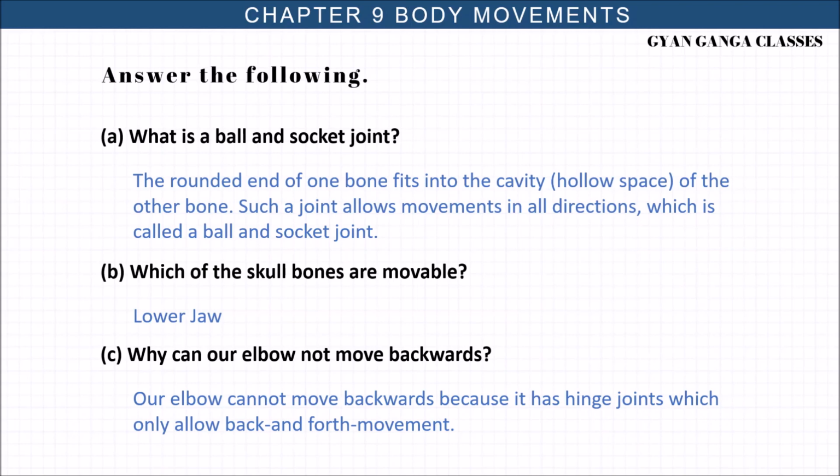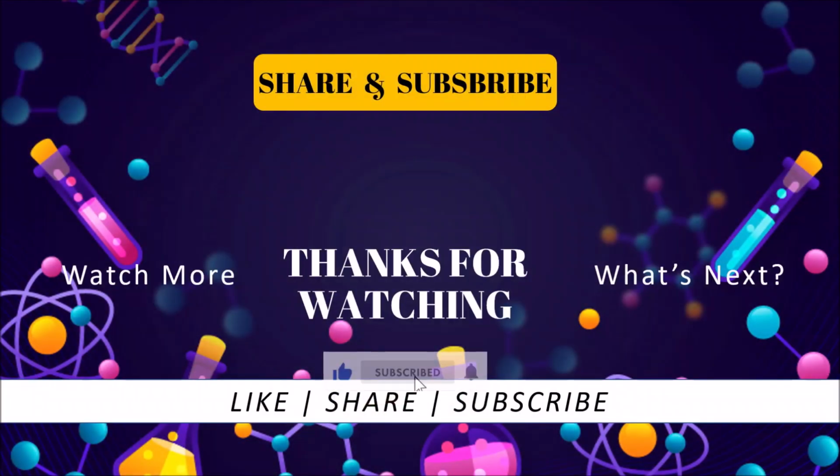What is ball and socket joint? The round end of the bone fits into the cavity or the hollow space of the other bone. Such joints allow movements in all directions and are known as ball and socket joint. Which of the skull bones are movable? Lower jaw. Mandible. Why can our elbow not move backwards? We cannot move backwards because it has a hinge joint which only allows forth and back movement.